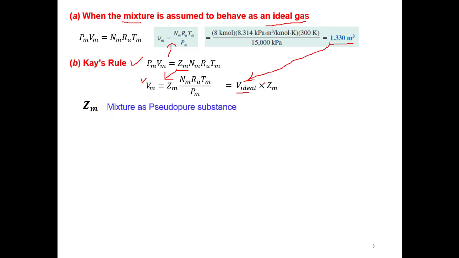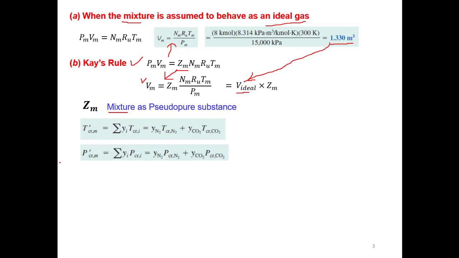Kay's rule says that you can calculate the compressibility factor for the mixture by considering the mixture as a pseudo pure substance. What is the meaning of that? It says to calculate the critical temperature of the mixture separately and the critical pressure of the mixture separately. The critical temperature of the mixture is equal to the sum of yi times the critical temperature of the individual component. So it depends on how much of each component is available in the mixture.